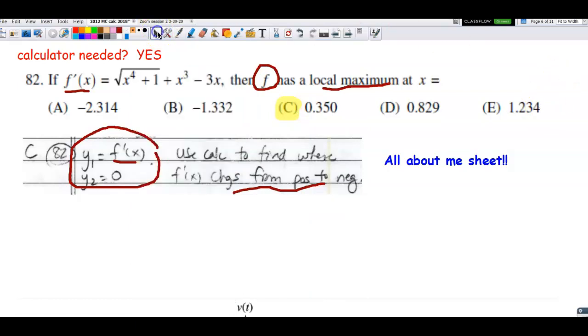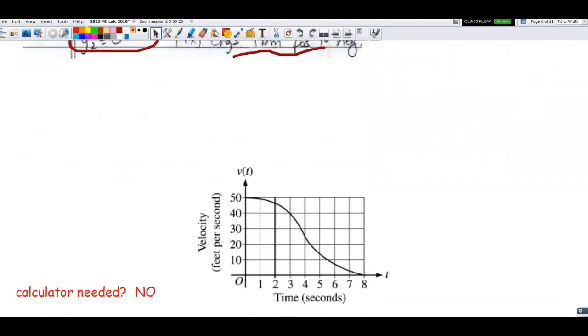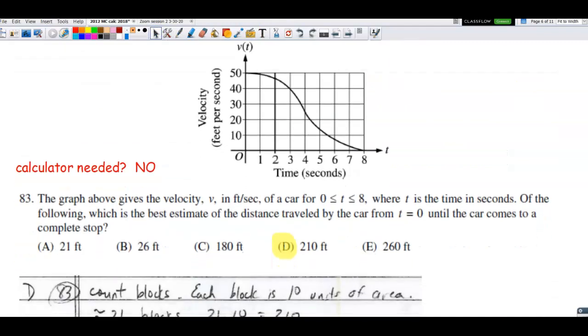Okay, let's take a look at number 83. In number 83, there's not a calculator needed. The graph above gives velocity, so we're talking about a velocity function, in feet per second, from 0 to 8. Of the following, which is the best estimate of the distance traveled by the car from t equal to 0 until the car comes to a complete stop? All right, so we're going from, let me make sure I read everything, we're going from 0 to 8.